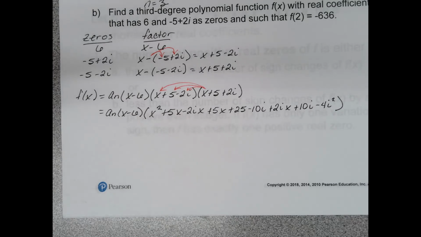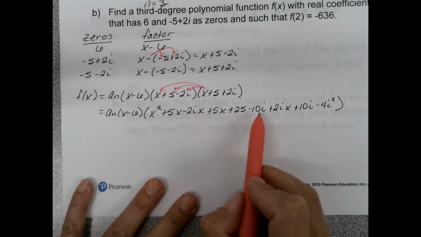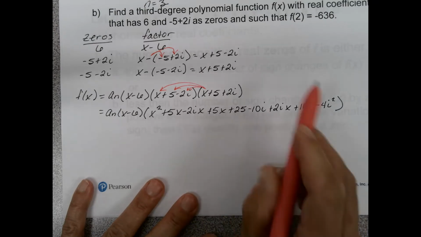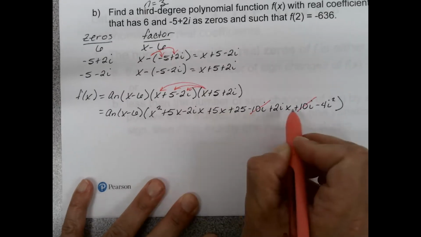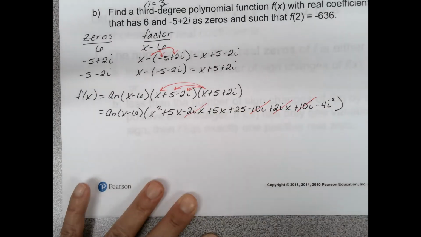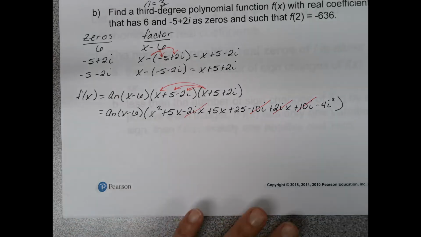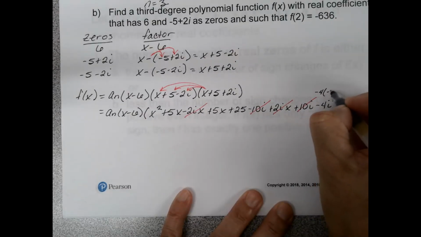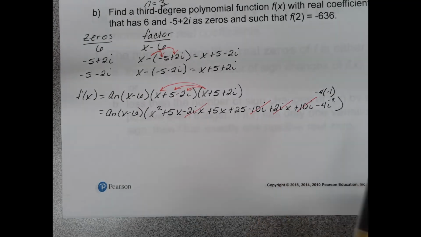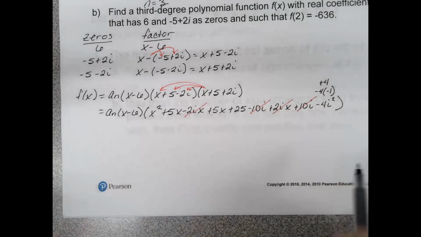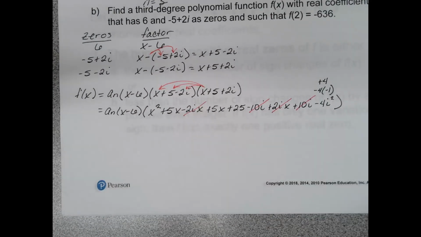After you've multiplied the two conjugate factors together, you should be done with all your i's. The i's should eliminate, and let's see if they do. I have a negative 10i and a positive 10i. Those add to give me 0. I have a negative 2ix and a positive 2ix. Those add to give me 0. Remember that i squared is a negative 1, so that we get negative 4 times a negative 1, so this last thing is a positive 4.